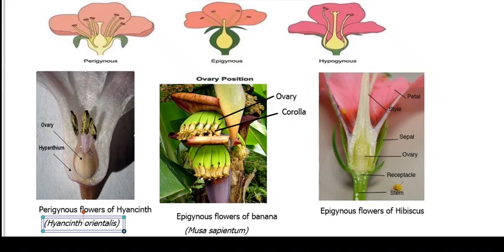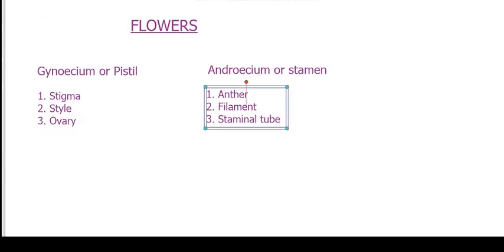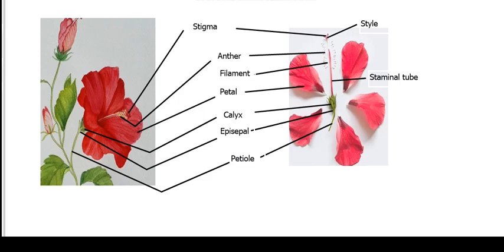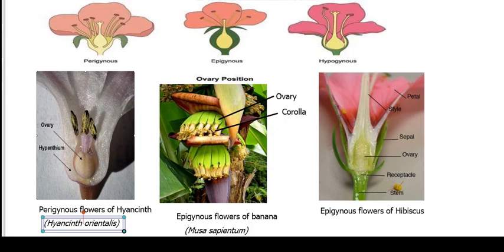And we can say that the flower is either perigynous, epigynous, or hypogynous using the position of the ovary. Now, if you check this flower, you would see that at the base, where the stalk meets the main flower, that base is called the thalamus or receptacle.